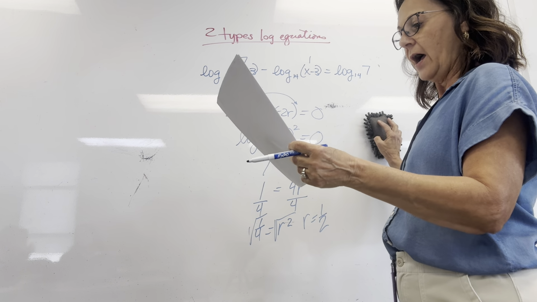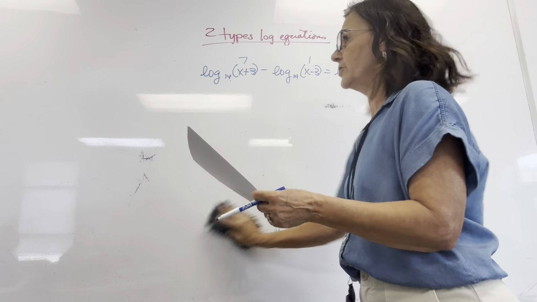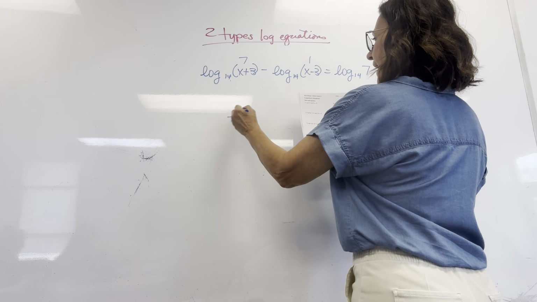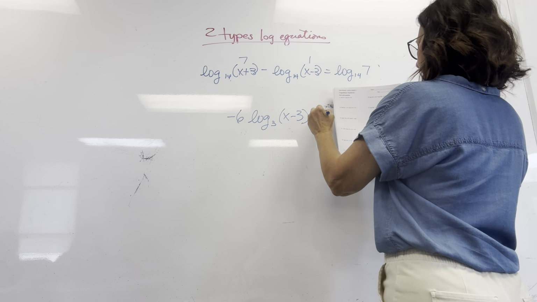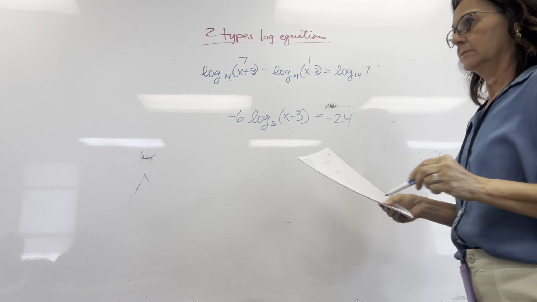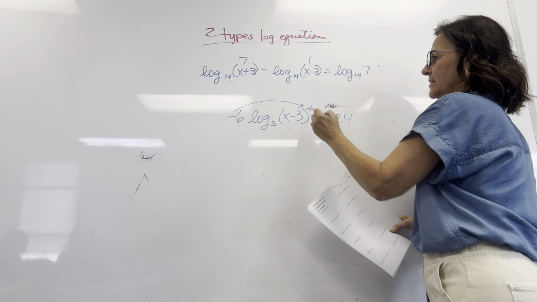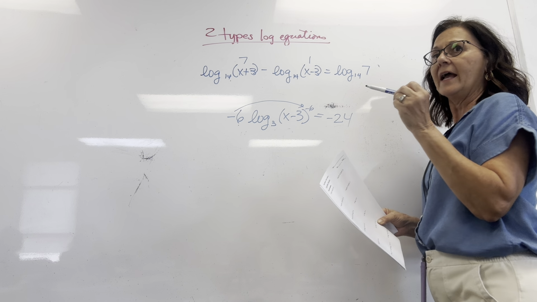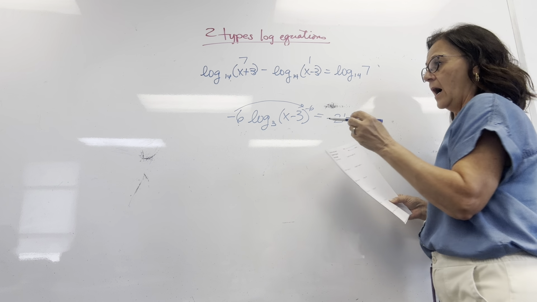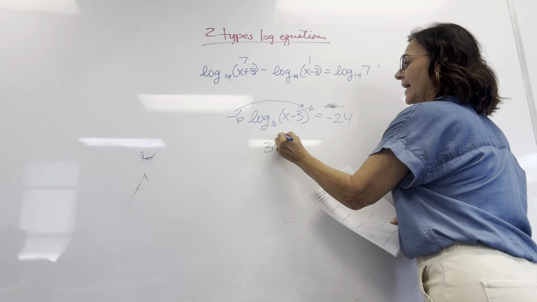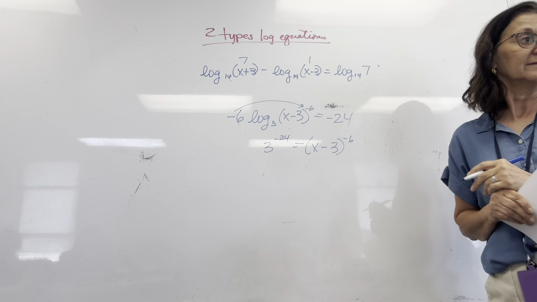All right, look at number 10. We have to finish. Negative 6 log base 3 of x minus 3 equals negative 24. What do I do with this negative 6? Put it on as an exponent. Negative 6 goes there. Then, because I have a constant, I go 3 to the negative 24 equals (x minus 3) to the negative 6.